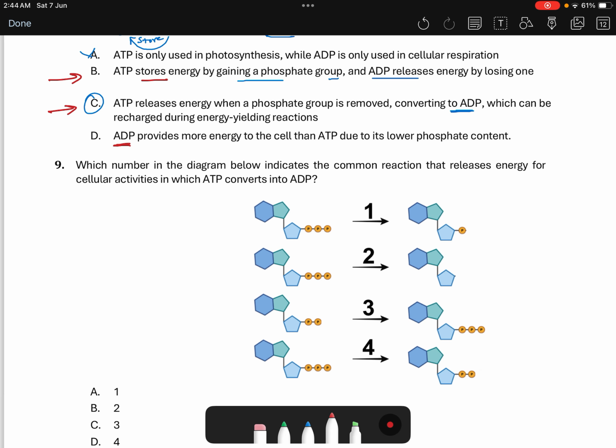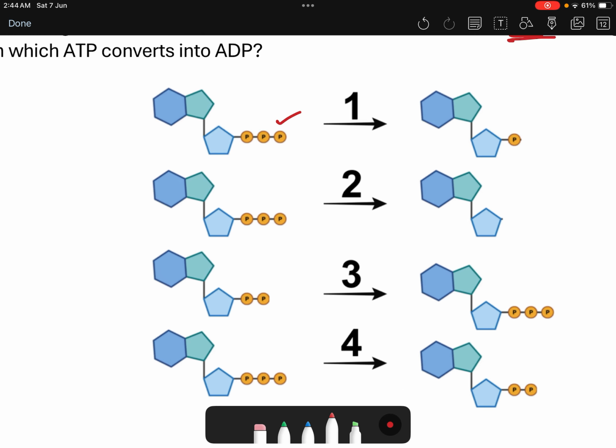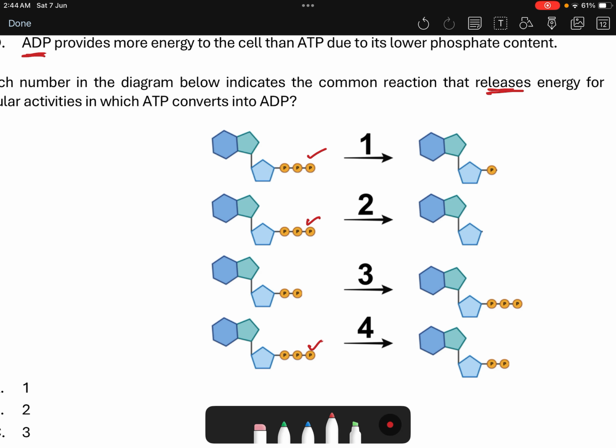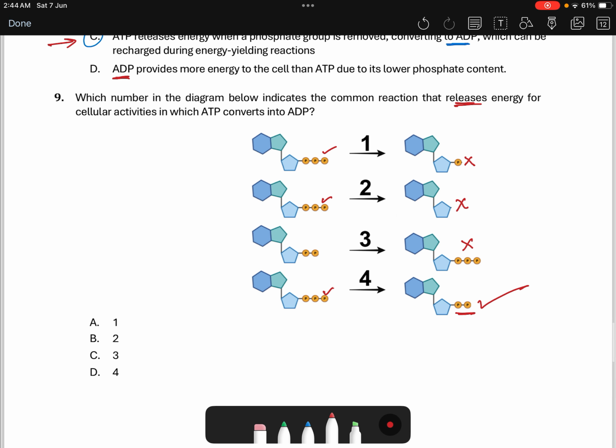Which number in the diagram below indicates the common reaction that releases energy? Release, when you have here 3, yes. But from 3 you should go to 2. No, from 3 you cannot go to 0. From 2 this is already wrong. And 3 to 2, yes, this is correct. So number 4.